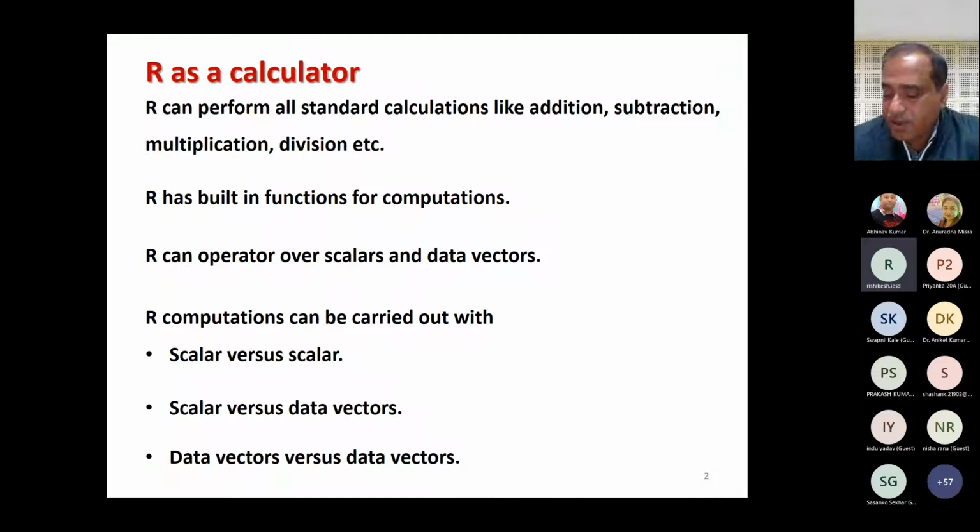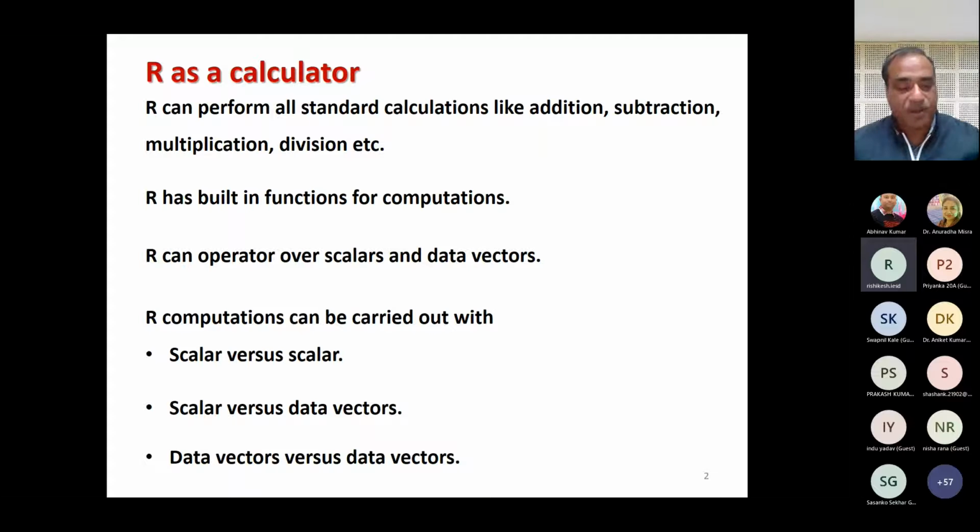Right. So today I am going to talk about very elementary operations in the R software. I will try to take scalars, data vectors, and matrices, and then take combinations of them to show you how the operations are done in R. That is my basic objective in this lecture today.